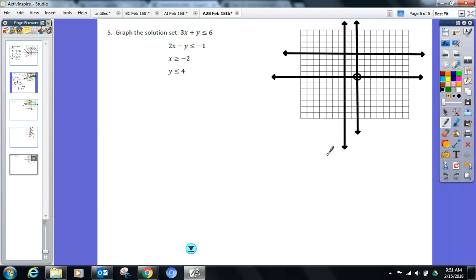All right, just remind myself, this was the x is greater than or equal to -2. This was the y is less than or equal to 4. All right, I'll do all the shading at the end. I'll let you guys just get another 30 seconds here to graph your lines.